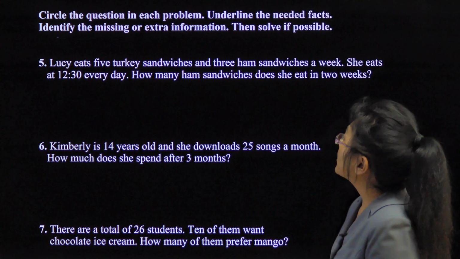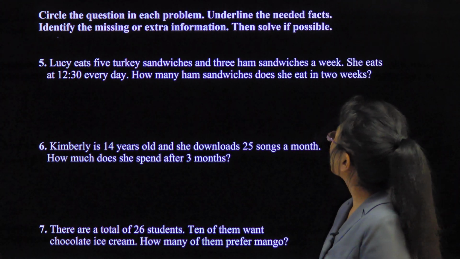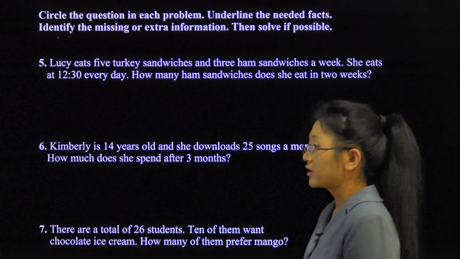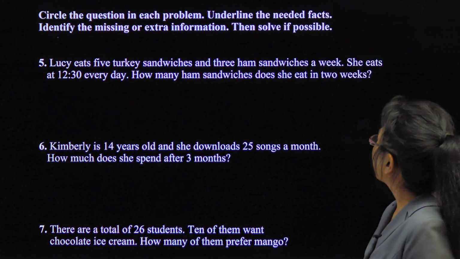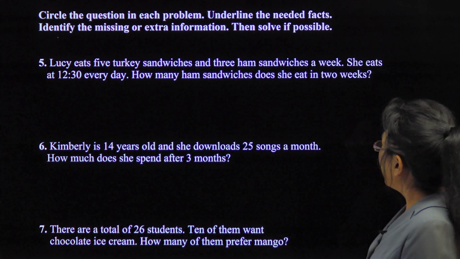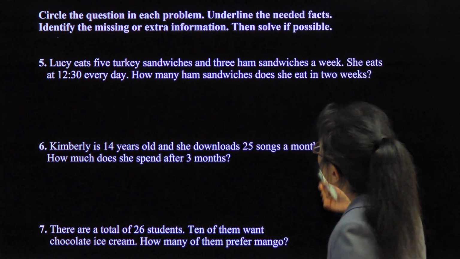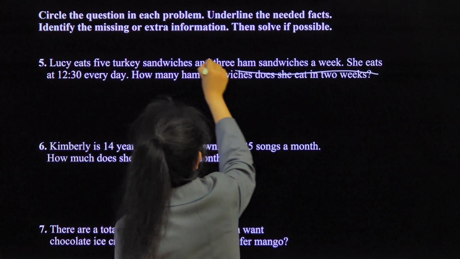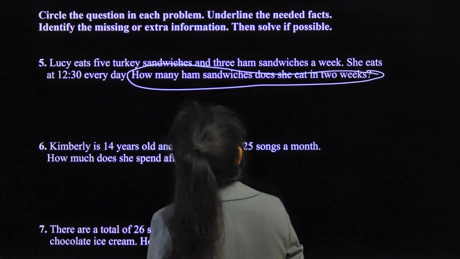Circle the question in each problem. Underline the needed facts. Identify the missing or extra information. Then solve if possible. Lucy eats 5 turkey sandwiches and 3 ham sandwiches a week. She eats at 12:30 every day. How many ham sandwiches does she eat in 2 weeks? The question is how many ham sandwiches does she eat in 2 weeks?